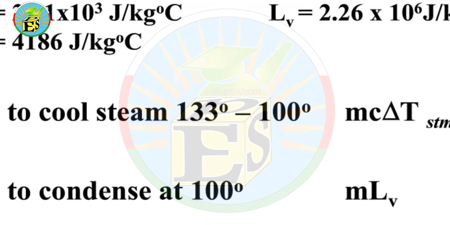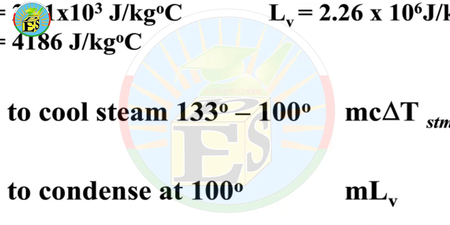How much energy is released cooling 10 grams of water from steam at 133 Celsius to liquid at 53 Celsius? This is the specific heat for steam and the specific heat for water. This is the latent heat of vaporization of water. For the amount of heat to cool steam from 133 to 100, we use this formula. And the quantity of heat to condense at 100 Celsius, we use this formula, Q equals M L v.